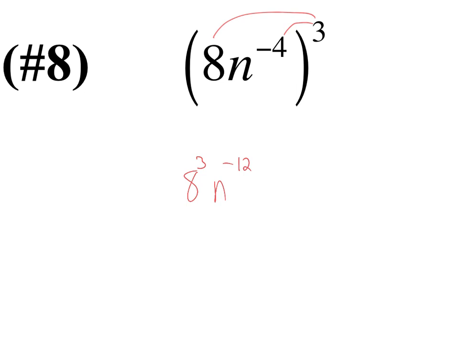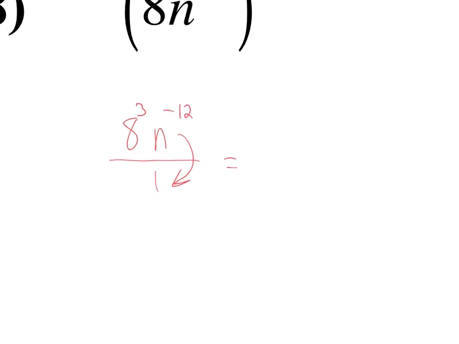All right. Anything to multiply straight across? No. Any negative or zero exponents? Yes, we have the negative exponents. We're going to move this n to the negative 12 to the bottom here. So we're going to have 8 to the third. 8 to the third is 512, so 512 is going to be on top, and then on the bottom we're going to have n to the positive 12.